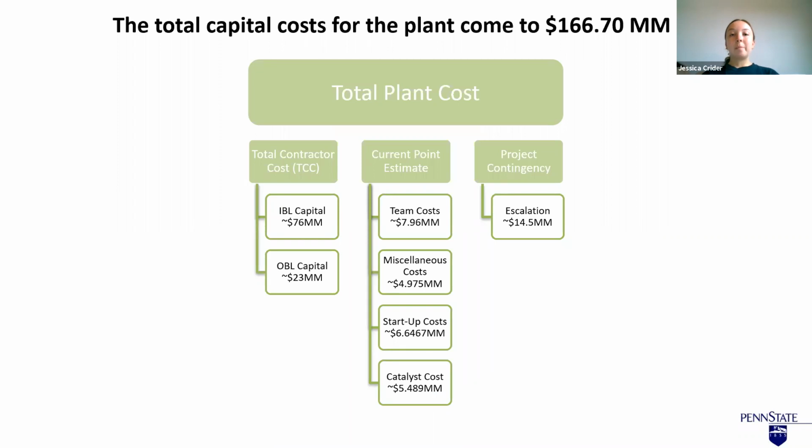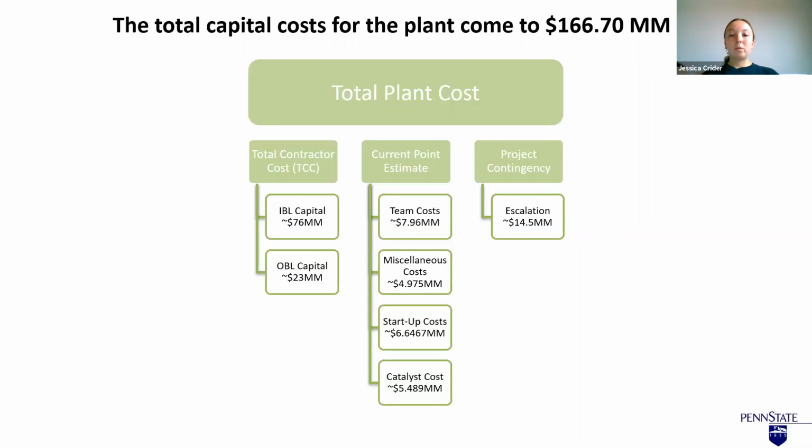Next, our total capital for the plant comes to around $166.7 million, and there are three main contributors to this cost. First, we have the TCC, which is known as the total contractor cost. This includes the IBL capital at around $76 million and the OBL capital at around $23 million. The OBL capital was found by calculating the upgrades with an original bid.